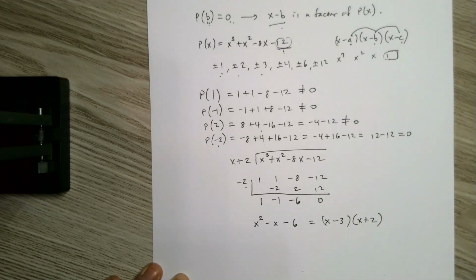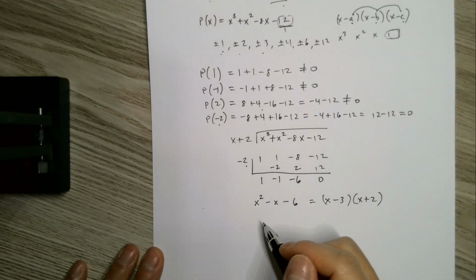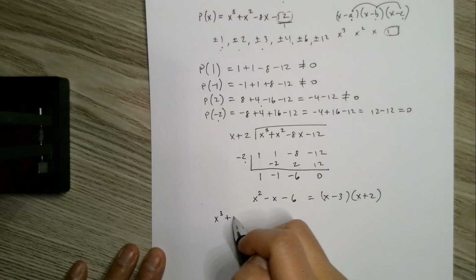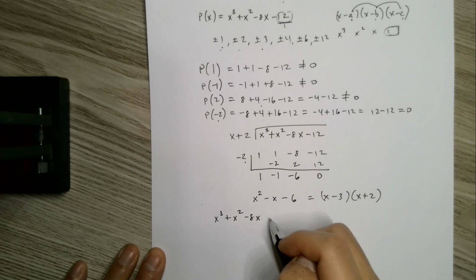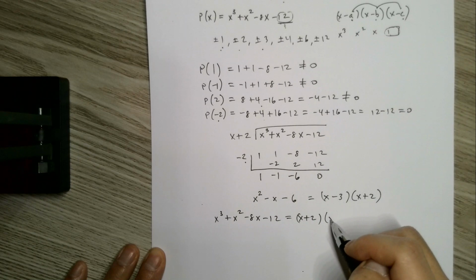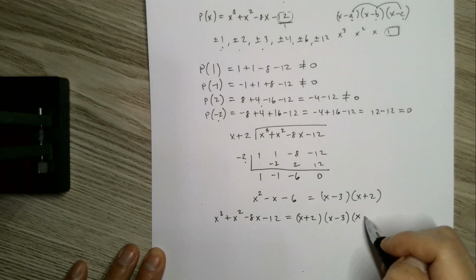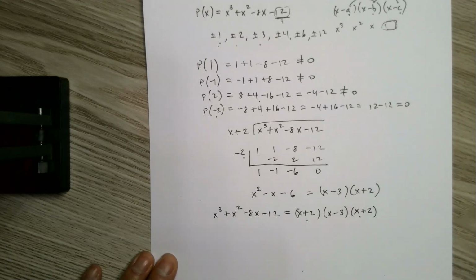Okay, so all three factors of my polynomial are, I'll write it like this, x cubed plus x squared minus 8x minus 12 is x plus 2 times x minus 3 times x plus 2. So I got two identical factors there, but that's okay.